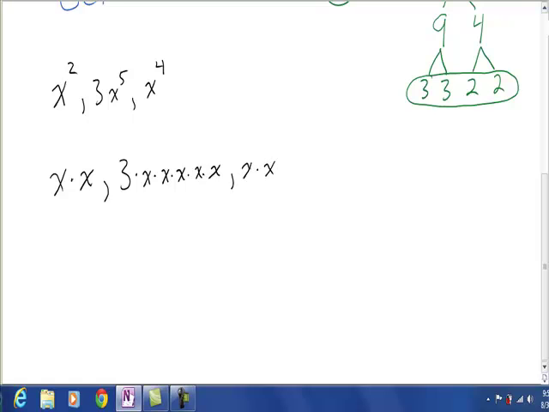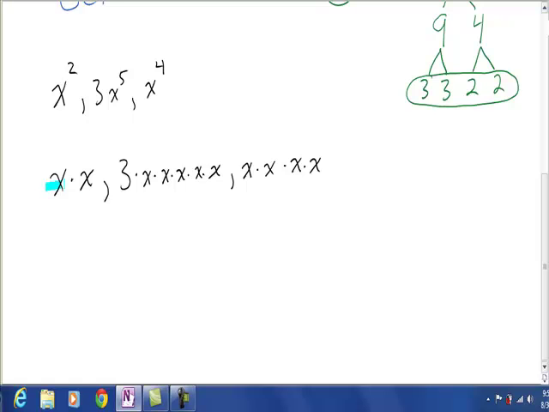Well, my x got cut off there a little bit. Let's see if we can fix that. Every now and then my fancy electronic pen here doesn't really do what I want it to do. Alright, there we go. Alright, so we have x squared, 3x to the 5th, and x to the 4th, and I've just broken them down into a list of factors. Well, you can see pretty quickly, it's going to be easy to pick out the greatest common factor.